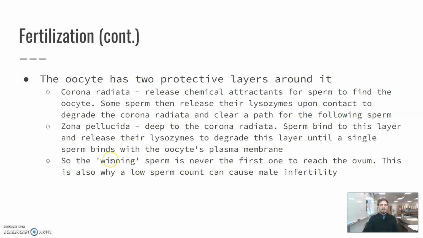Also here, like I mentioned, it's never the first sperm that reaches the ovum that's going to get to fertilize the egg. And it's also why males that have a very low sperm count can have difficulties having a child, because if you don't have those hundreds of millions of sperm being released, you're having very few sperm actually reach the oocyte, which can make it very, very difficult to penetrate through those 2 layers to actually get to the plasma membrane.